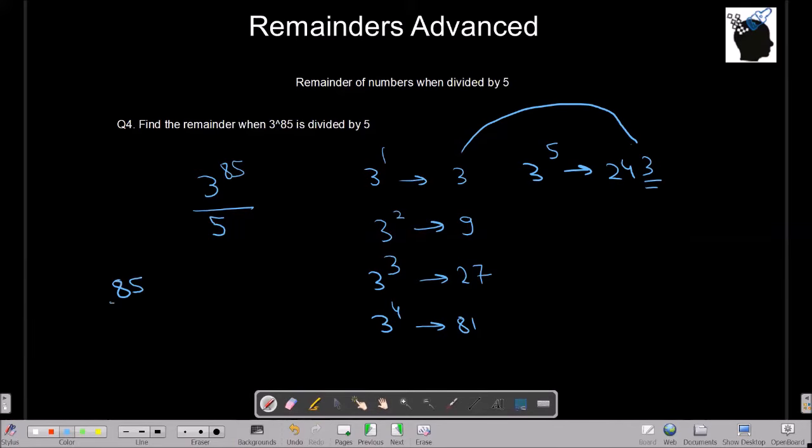Again, we are going to divide 85 by 4 to get the remainder as 1. So that gives us 3 raised to 85 divided by 5 will have the same remainder as 1 divided by 5, which is nothing but 1.